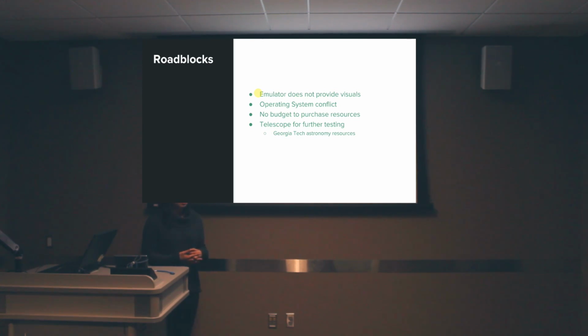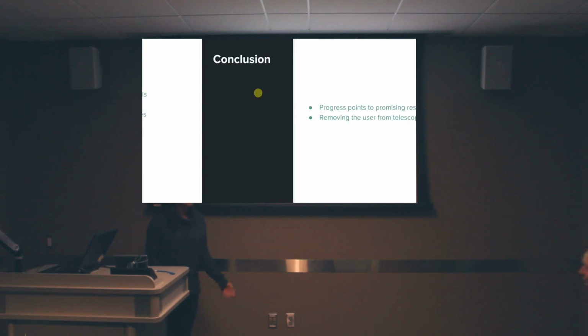And as far as testing, currently we don't have a budget to purchase any resources we need, and that's going to be an issue when we test our application. So we are going to look into possibly borrowing the Georgia Tech Astronomy Club's telescope for free use. And with that said, I'll hand it off to Nick.